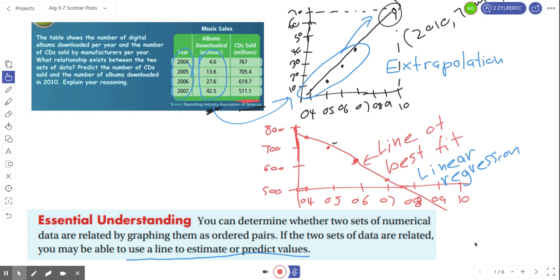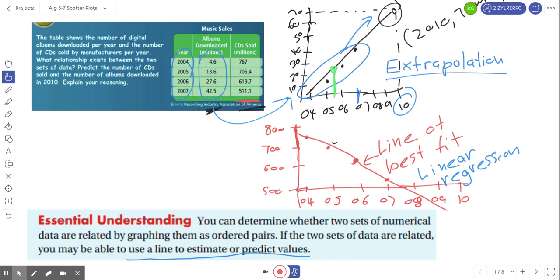There's a couple more vocab words. So what we were doing here was extrapolation, because we were finding points beyond our data set. Our data set ended at 2007, and we were trying to find things out at 2010. But you could also, in some cases, be looking for, like, what is the sales going to be halfway through 2005?